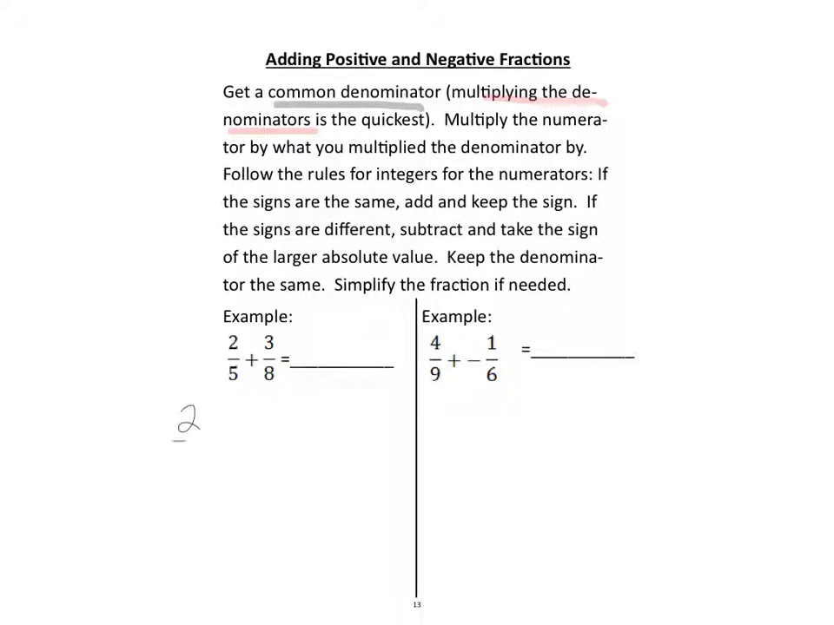So you may not know off the top of your head a common denominator for 5 and 8. Quickest way to get one is just multiply your denominators. 5 times 8 and 8 times 5. What we multiply the bottom by, you're going to multiply the top by. 5 times 8, so then we multiply 2 times 8. We multiplied 8 by 5, so we're going to multiply 3 by 5.